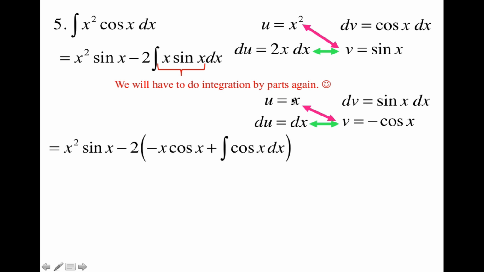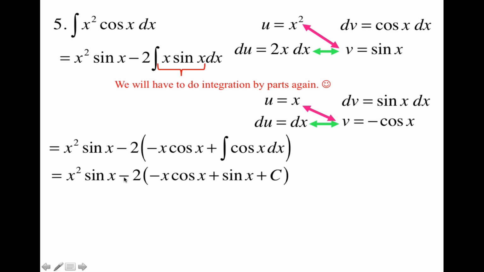So there's my u times v minus, since that cosine is a negative, that's why it turned into plus, the integral of cosine x dx. Now, this integral looks much nicer, so we can go ahead and integrate. So now, everything comes on down, and the antiderivative of cosine is sine. Since I did the antiderivative here, that means I have a plus c.